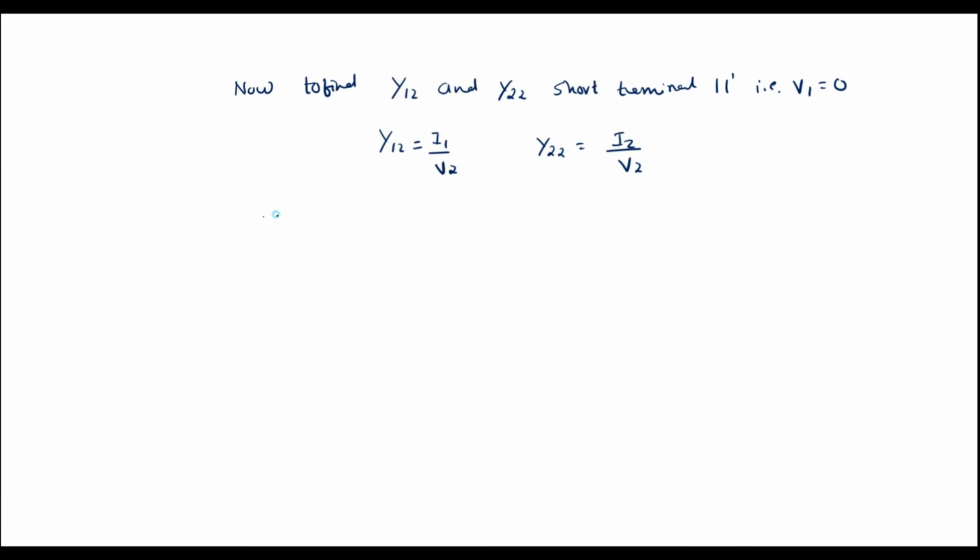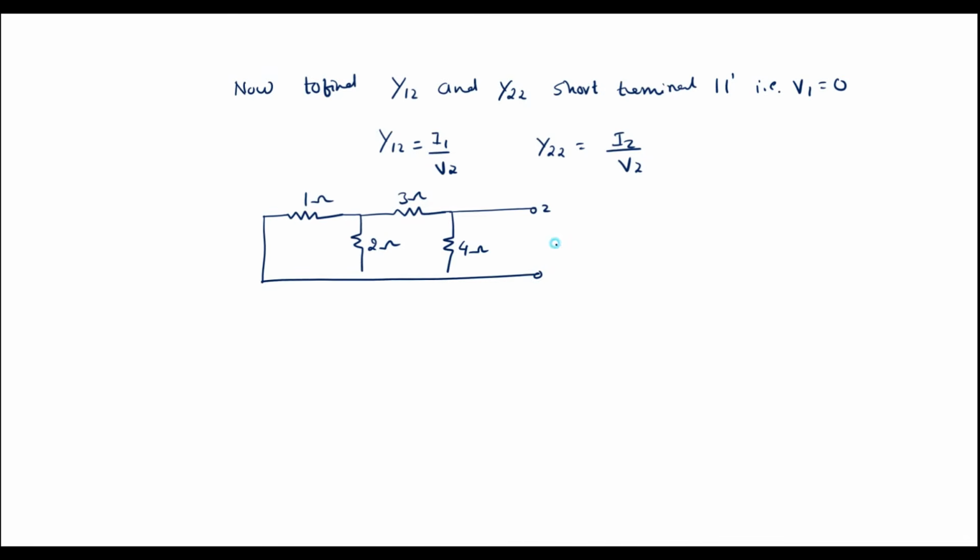Now let me draw the circuit. So here we have 1 ohm, here we have 2 ohm, here we have 3 ohm, here we have 4 ohm, and this terminal is shorted. So this is 2 2 dash. Here we have voltage V2 and here the current is I2. Here we made 1 1 dash shorted. The current flowing here is I1.